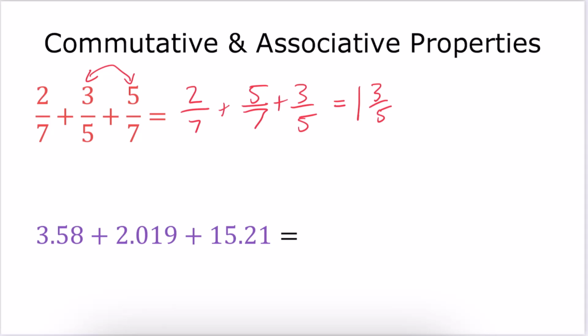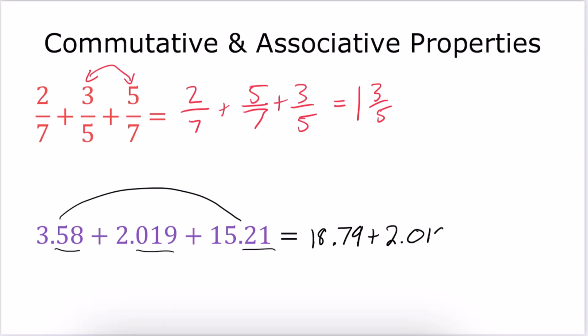With decimals, you could do something similar. I noticed that these two decimals are hundredths, while this one is thousandths, that's their smallest place value. So I might rearrange these and add these together first, because if I have 58 hundredths plus 21 hundredths, that's just going to be 79 hundredths. And then the whole numbers, if I add those together, 3 plus 15 is 18. So I would have 18 and 79 hundredths plus 2 and 19 thousandths.